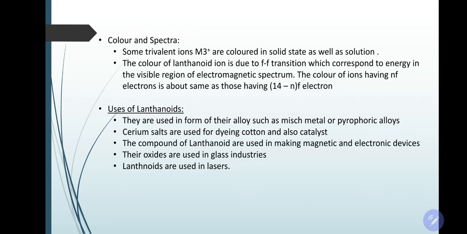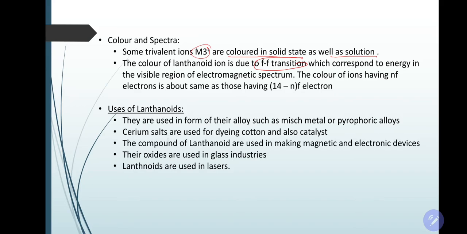Now let us learn about color and spectra. Some trivalent ions like M3+ are colored in their solid state as well as in solution. Why? Because of their f-f transition. As we have already seen, whenever f-f transition is taking place, some of the white light radiation is absorbed, okay, and the unabsorbed white light radiation is reflected back. This is responsible for the colored nature of the ions.